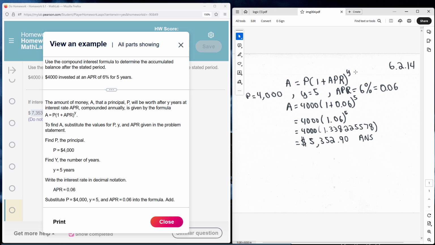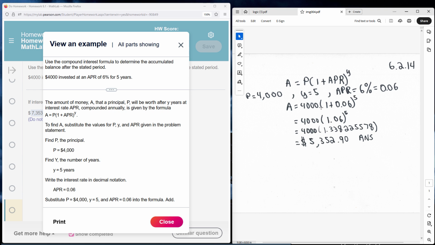So I have written out my formula. I have assigned values to my variables. The next step is to plug in. What you're doing is you're setting up the formula completely, then you do your computation. So I replace the P with 4,000, the APR with 0.06, and the Y with 5.